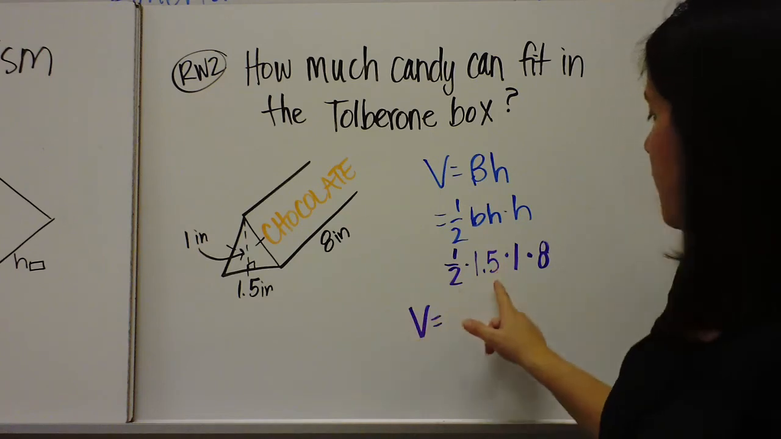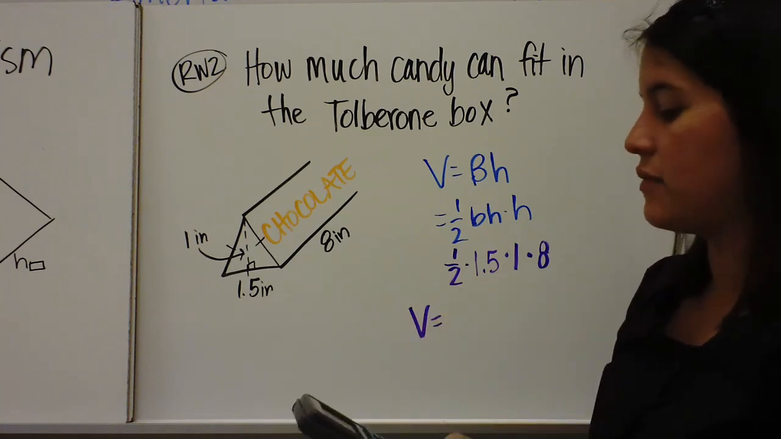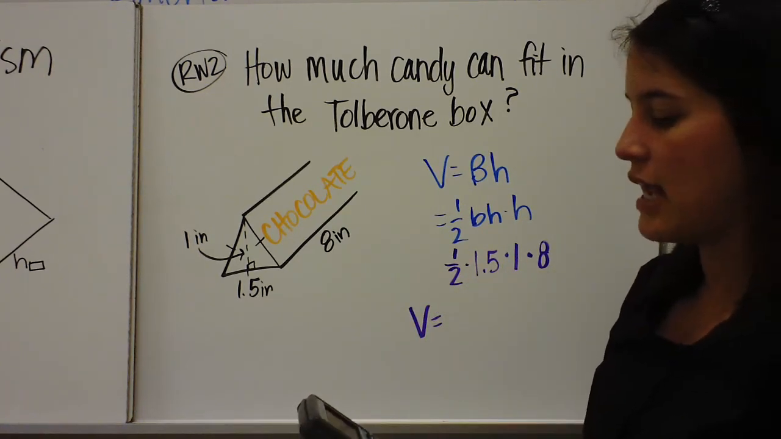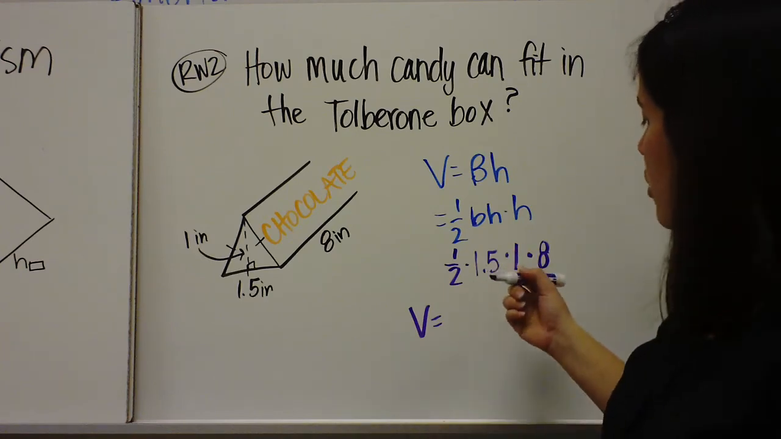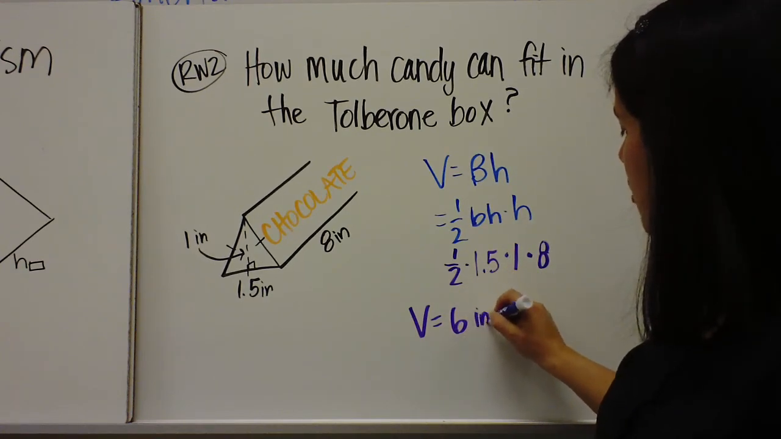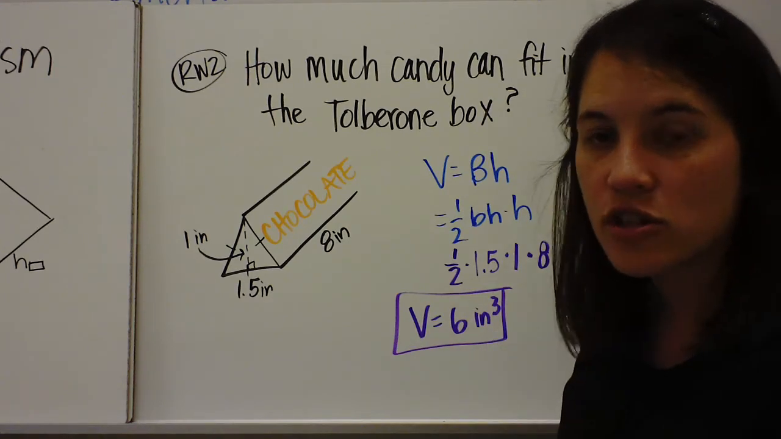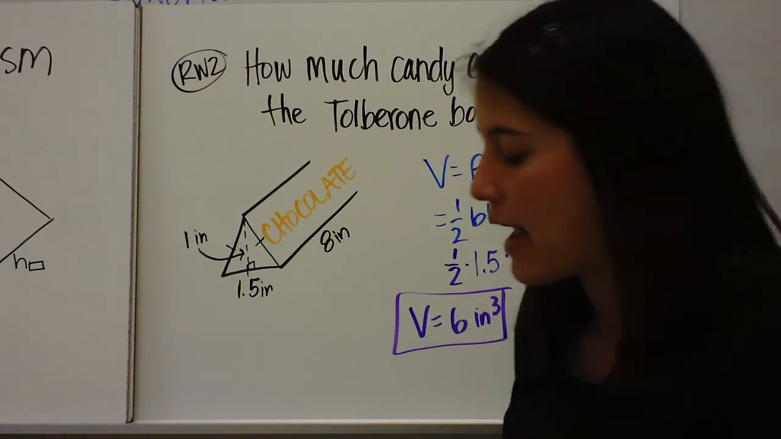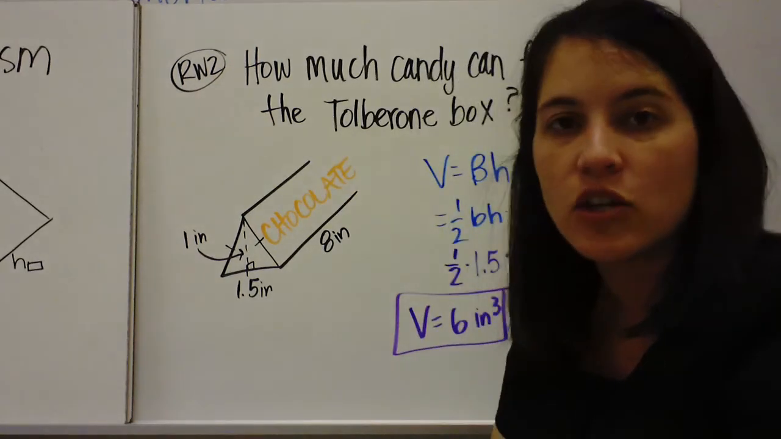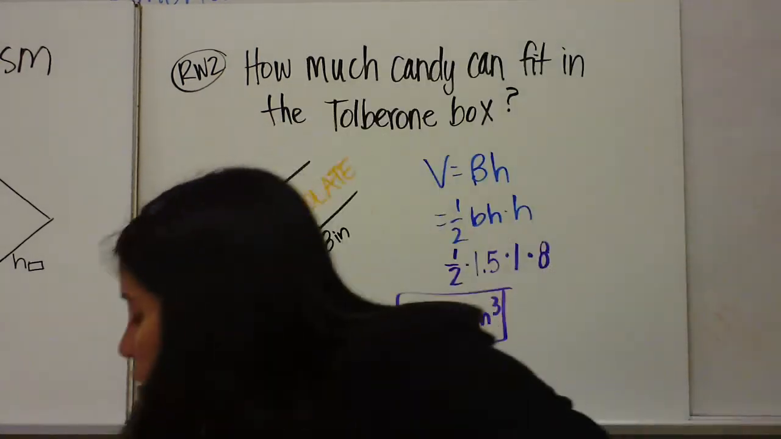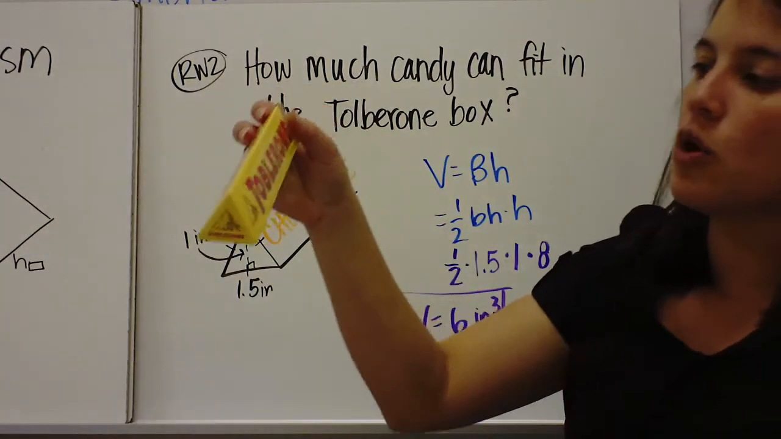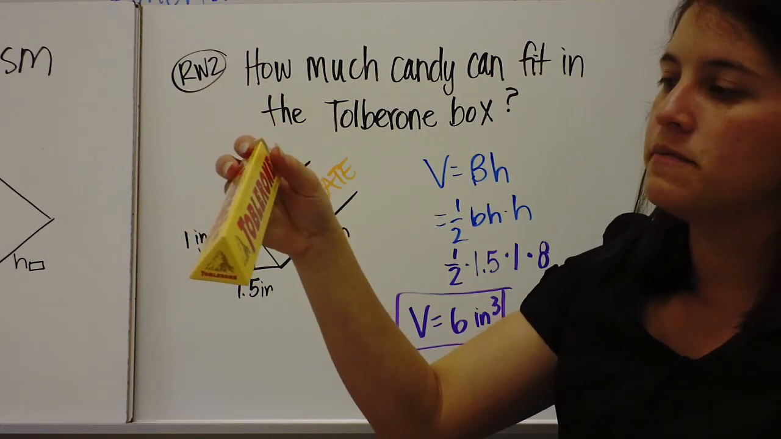And 1/2 times 1.5 times 1 times 8. And it looks like the volume is 6 cubic inches or 6 inches cubed. And that is how much space can fit into, or that's how much chocolate can fit into our Toblerone candy.